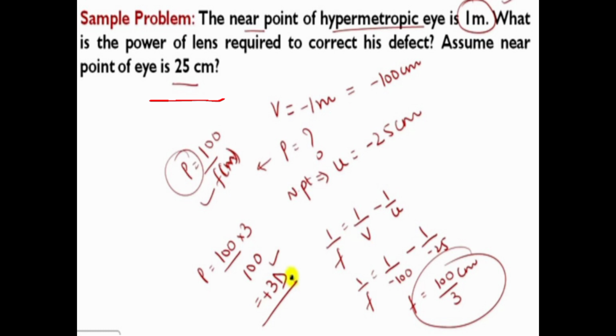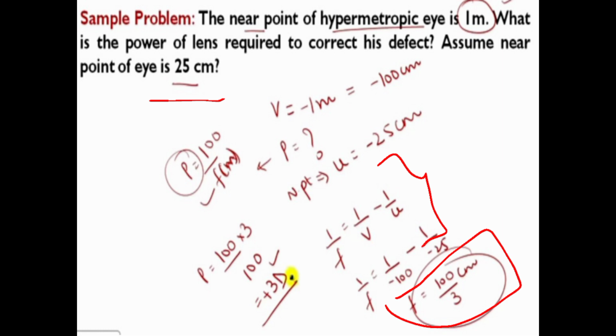First of all we will find out the focal length, because P is equal to 1 upon F. As we know, 1 upon F is equal to 1 upon V minus 1 upon U. So 1 upon minus 100 minus 1 upon minus 25 gives us F as 100 by 3 centimeter. So here we get the focal length 100 by 3.